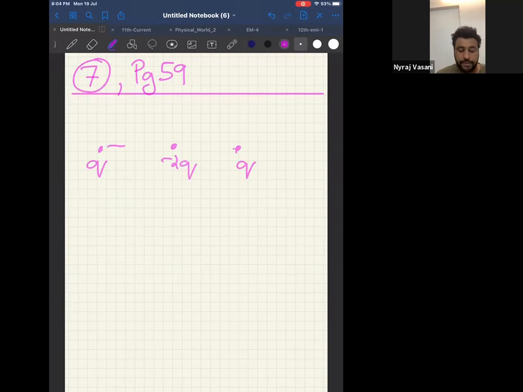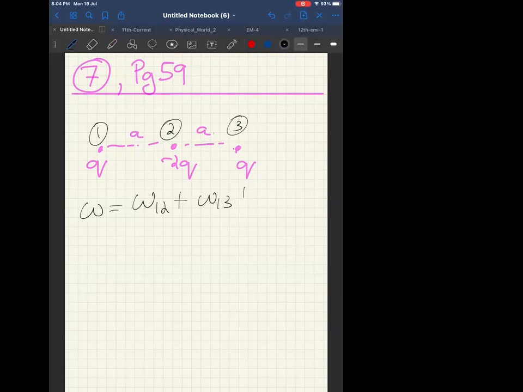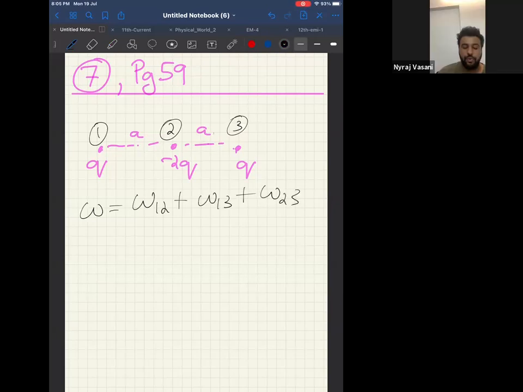That means this distance will be A, even this distance will be A, because the midpoint of 2A will give A and A. The potential energy of the system, or the work done in the system: if this is point 1, this is point 2, and this is point 3, they are asking the potential energy, that means work done. Therefore, the total work done in the system will be work done between 1 and 2 plus work done between 1 and 3 plus work done between 2 and 3. This is the clue.